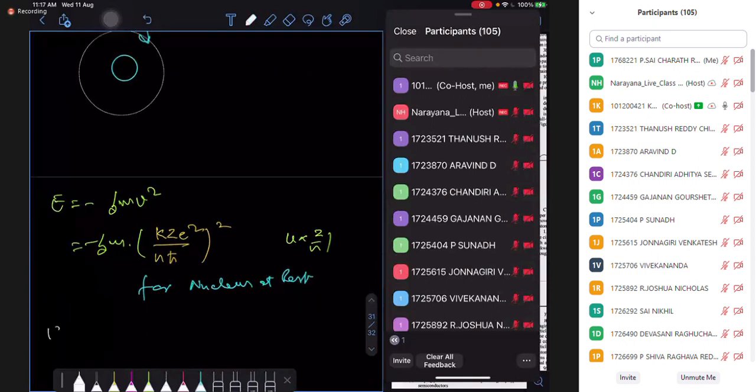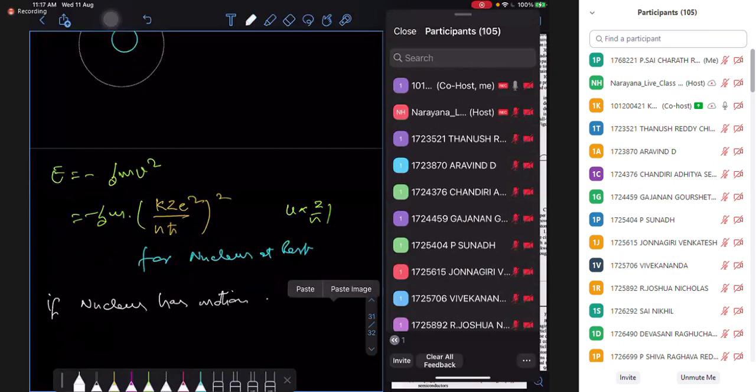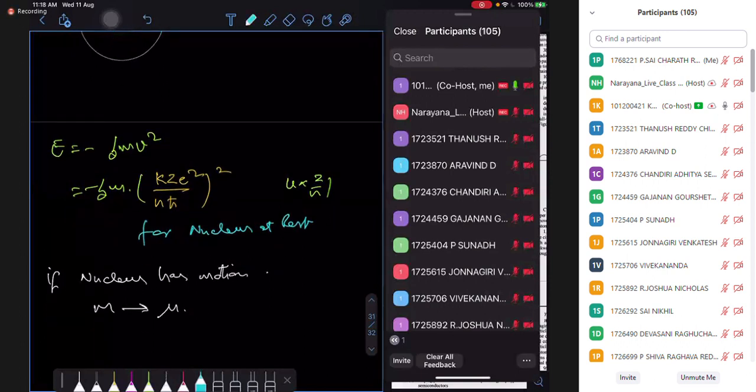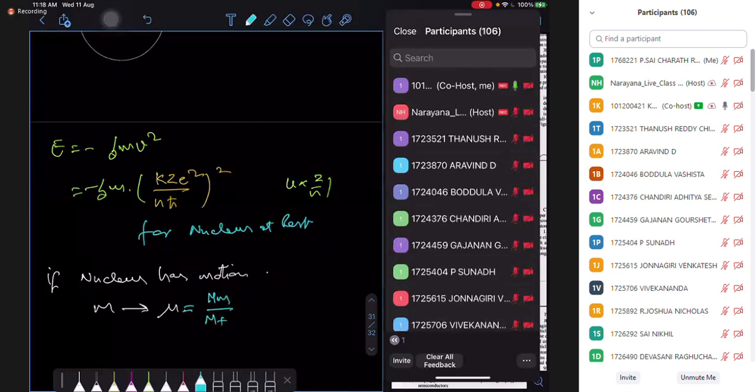If the nucleus has motion, then you have to replace the mass with the reduced mass. Again, I hope you understand the point here. Reduced mass is nucleus mass times electron mass divided by nucleus mass plus electron mass. So that is the thing you need to consider here. We can prove it also. I will prove it, but for the time being, you can just remember this.